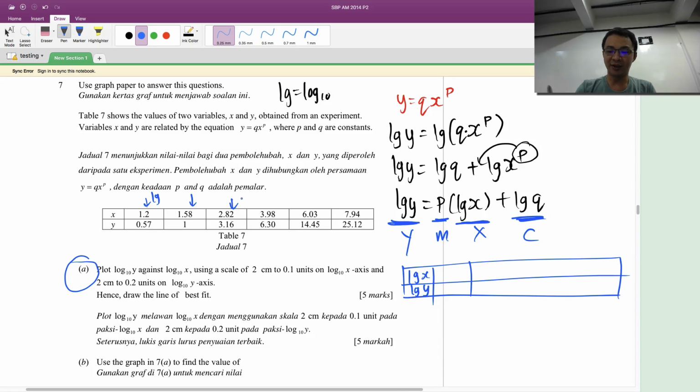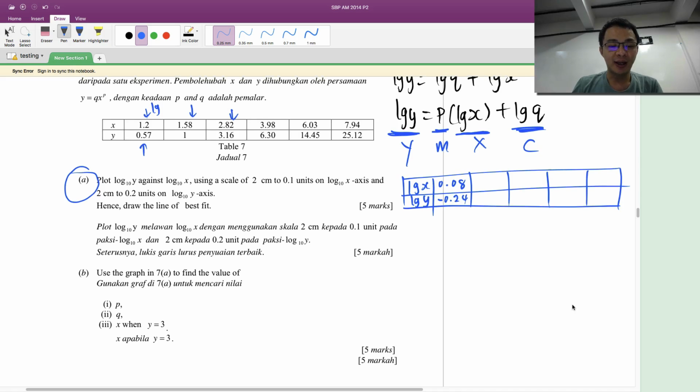And then you will get some very small number, maybe I call it 0.08. And same thing, for log y, you just log 0.57. You will get negative, I guess. Yeah, it's negative 0.24. Yeah, you need to find out all the coordinates, and then you need to plot your graph.